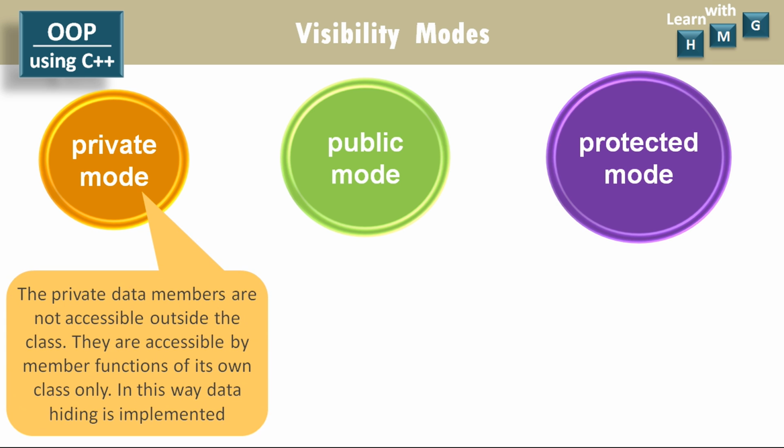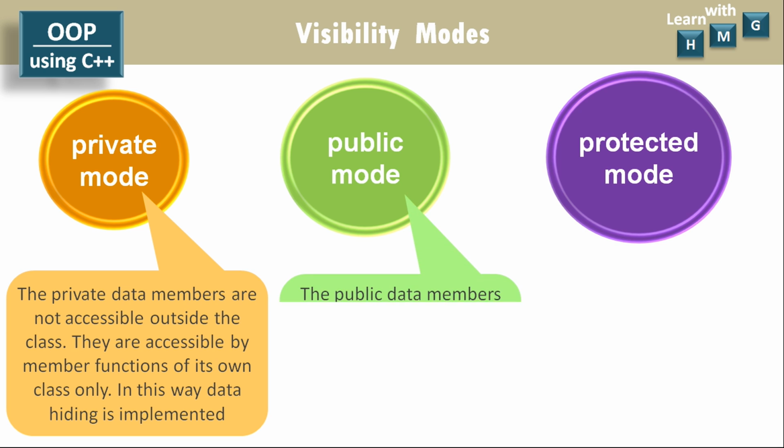Private mode means in this mode the private data members are not accessible outside the class. They are accessible by member functions of its own class only. In this way, data hiding is implemented using private mode. So whatever data members are declared within the class under the private section, they are accessible by the member functions of its own class only. The private data members are not accessible outside the class.